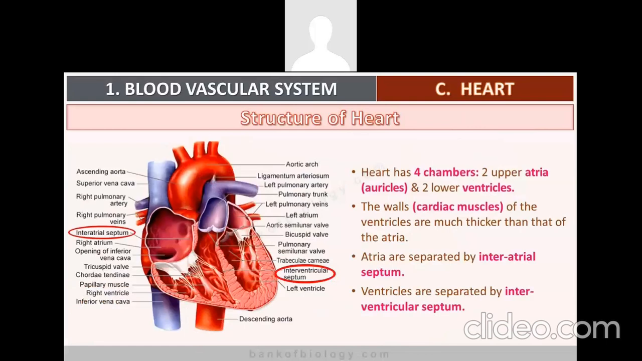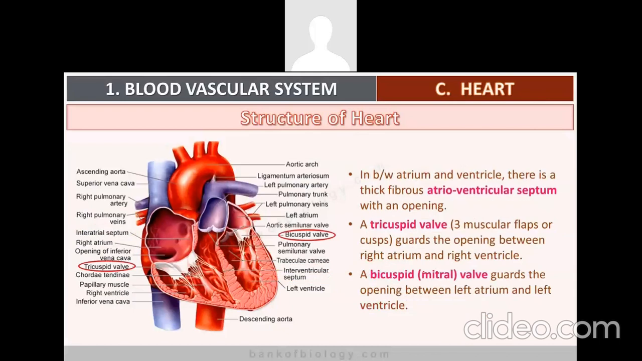The heart has four chambers: two upper atria or the auricles, and two lower ventricles. The walls, which are called the cardiac muscles, of the ventricles are much thicker than the atria, which means the walls made up of cardiac muscles are thicker in the ventricle than in the atrium. And why is this? We'll see later. The atria are separated by the interatrial septum, which you can see in the diagram. In the same way, the ventricles are separated by the interventricular septum, as you see in the diagram.